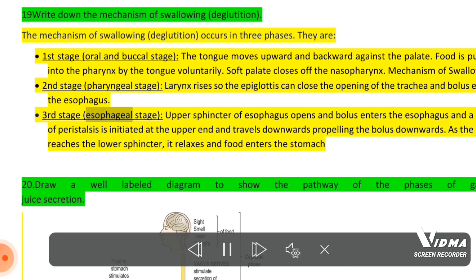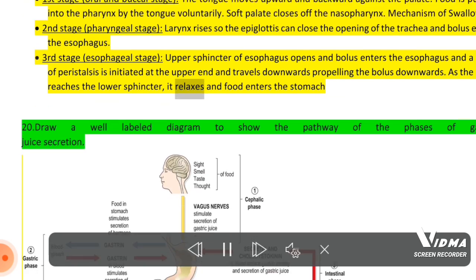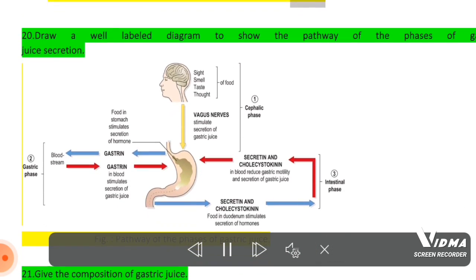Third stage, esophageal stage. The upper sphincter of the esophagus opens and the bolus enters the esophagus, and a wave of peristalsis is initiated at the upper end and travels downwards, propelling the bolus downwards. As the bolus reaches the lower sphincter, it relaxes and food enters the stomach.